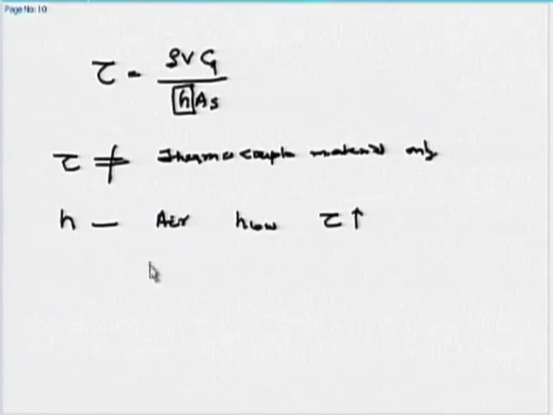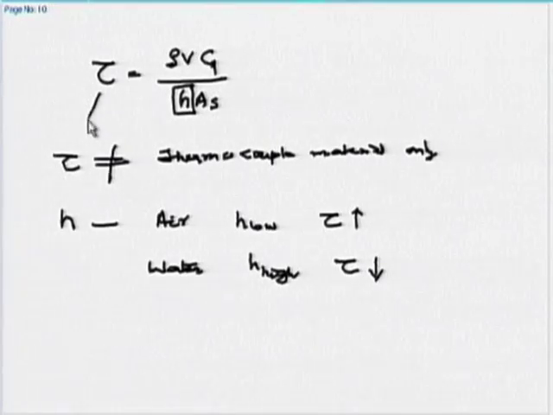But if I am using the same thermocouple in water, my H would be higher, and then my time constant would be lower. So, the point here is the thermocouple time constant is not just dependent on the material.